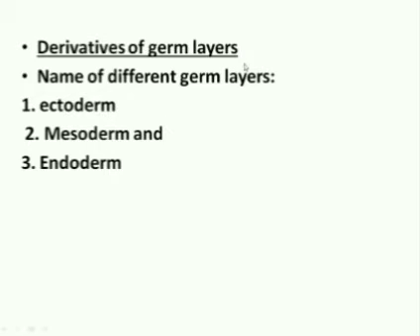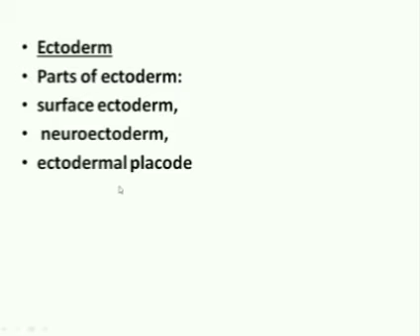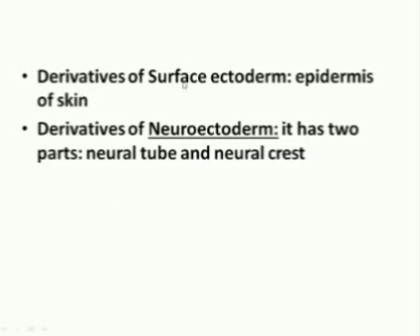So, derivatives of the germ layers: ectoderm, mesoderm, endoderm. Parts of the ectoderm: surface ectoderm, neuroectoderm, and ectodermal placode. Derivative of the surface ectoderm: epidermis of the skin. Derivative of the neuroectoderm, it has two parts. The cranial end of the neuroectoderm produces the neural tube and neural crest.